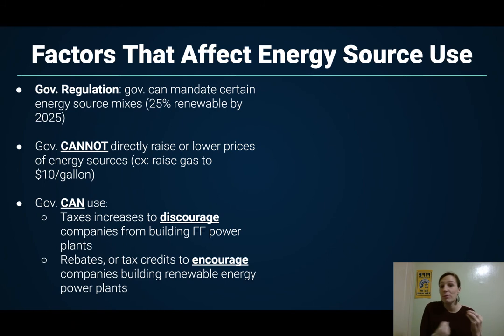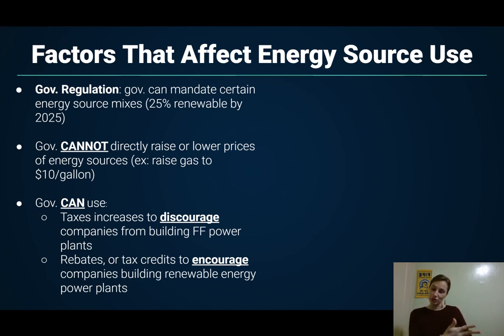And this is one that people will get wrong on the AP test. So you want to make sure this is not something that you do if you're asked this question. The government cannot just say, oh well, we're gonna make oil more expensive, so gas is now going to be $10 a gallon. So on the AP test, you can't say the government should just raise the price of oil and then people won't do it, because the government doesn't actually have the ability to do that.